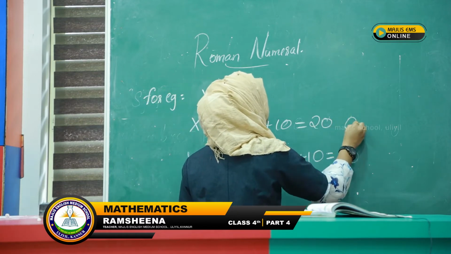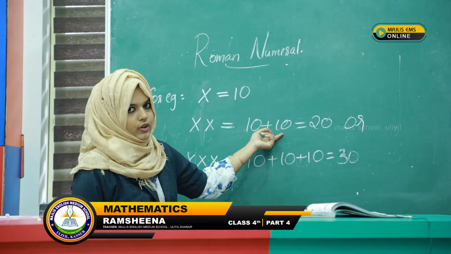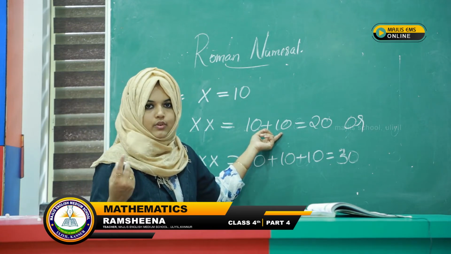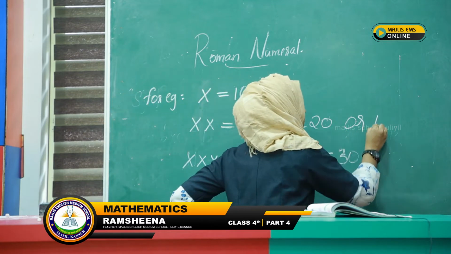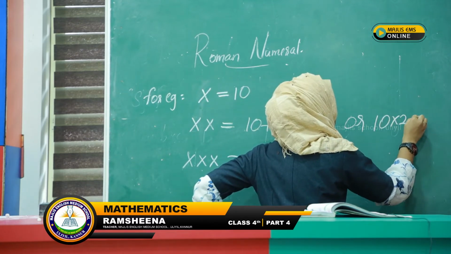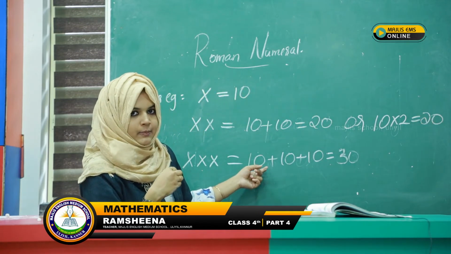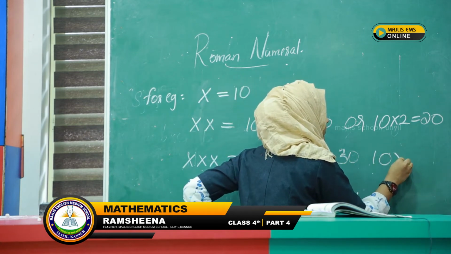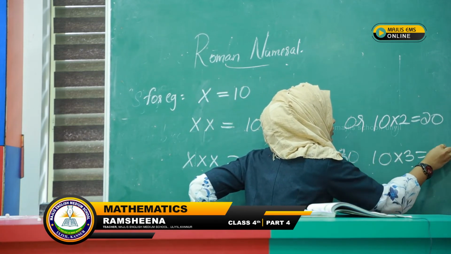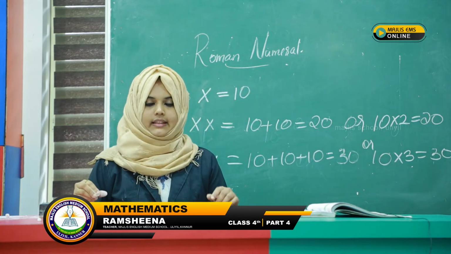Or 10 into 1 is equal to 10, 10 into 2 is equal to 20. Then how to write this? 10 into 3 is equal to 30.